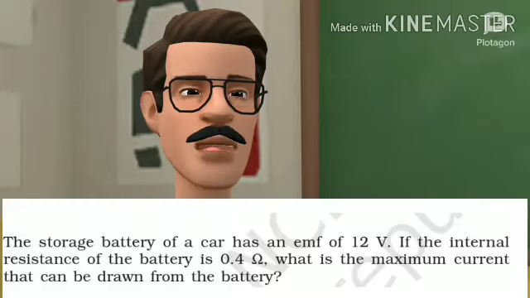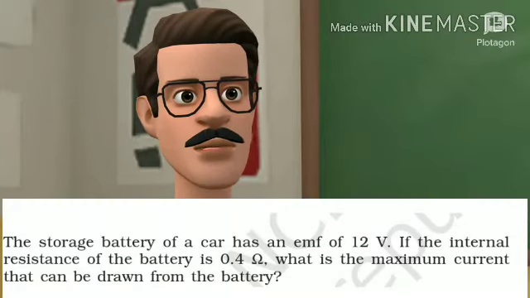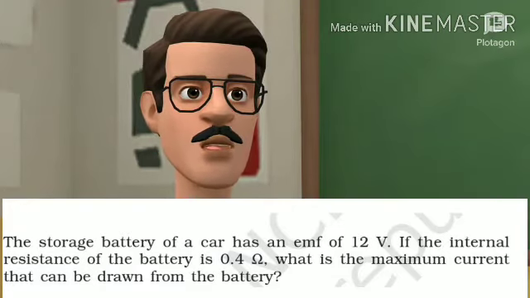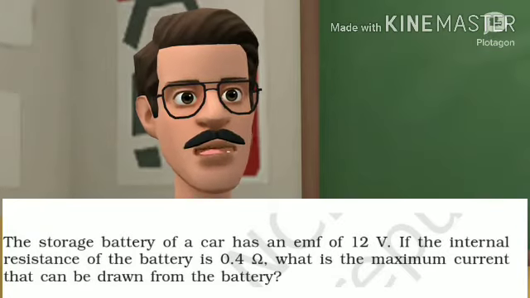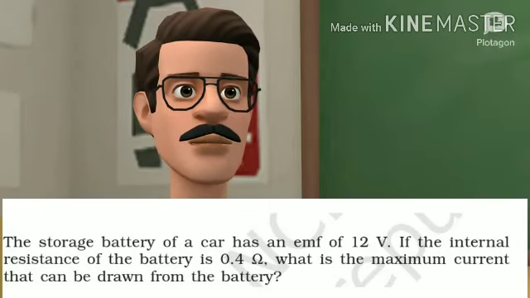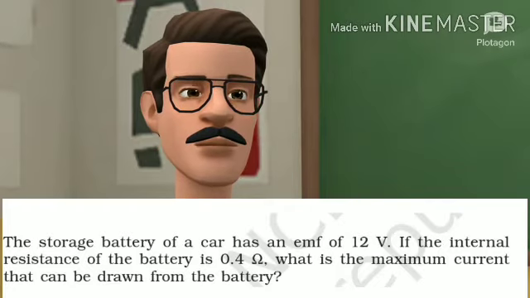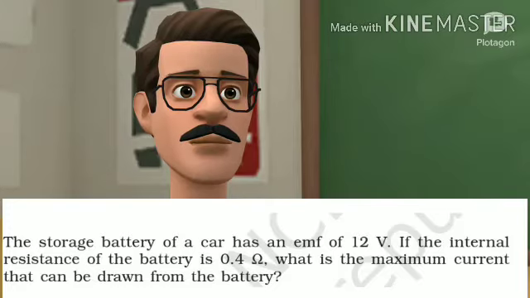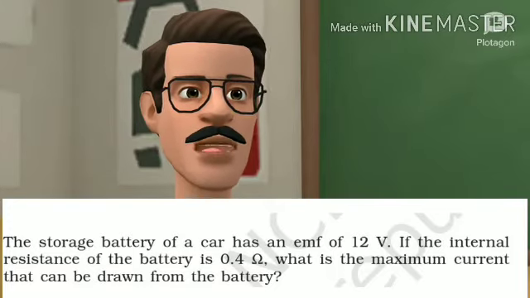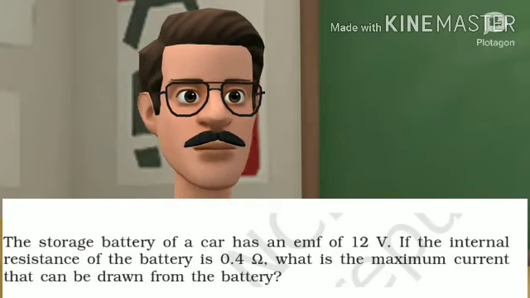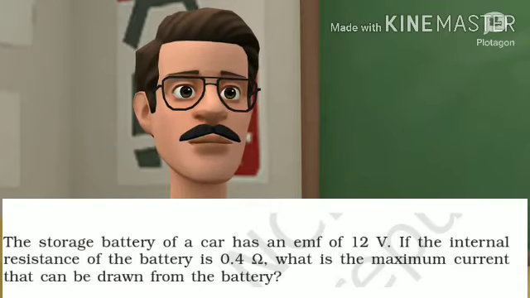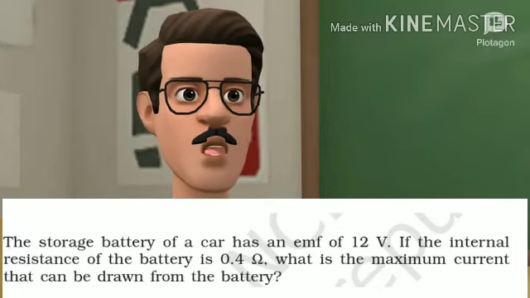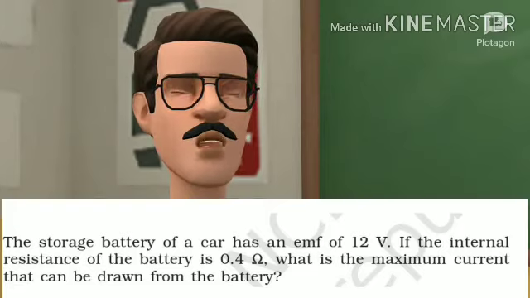The storage battery of a car has an EMF of 12 volt. If the internal resistance of the battery is 0.4 ohm, what is the maximum current that can be drawn from the battery? Okay, so here in the question, what are the things we have to find? We have to find the maximum current through the circuit, or the maximum current drawn from the battery. That's what we have to find.